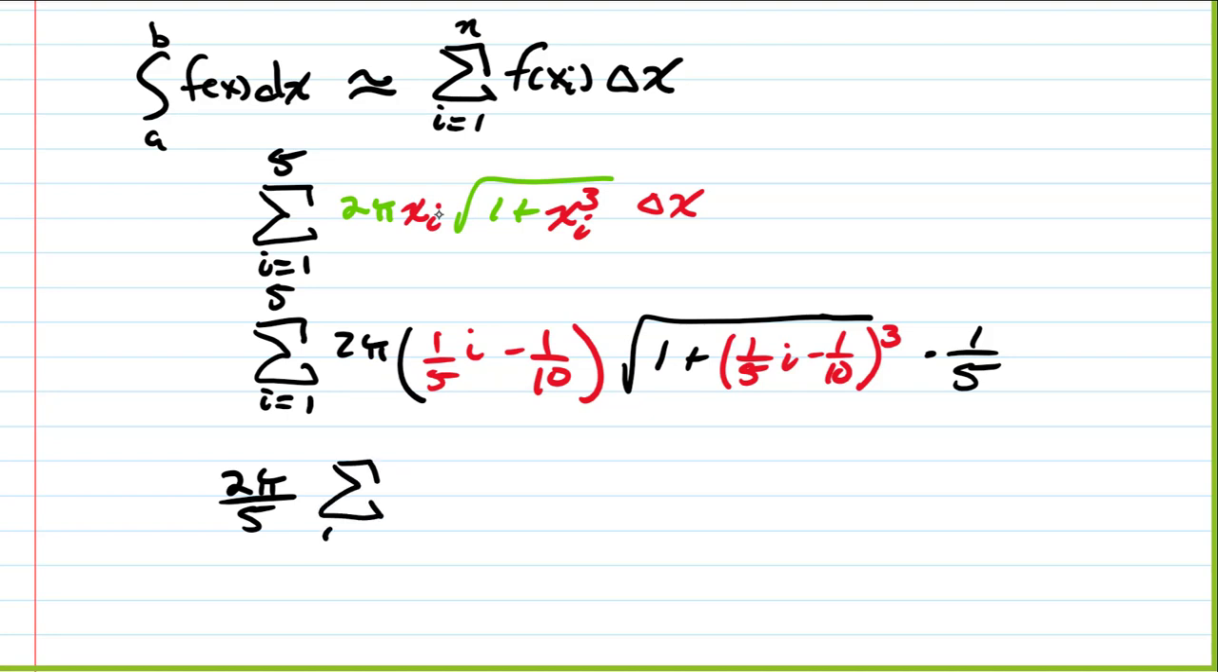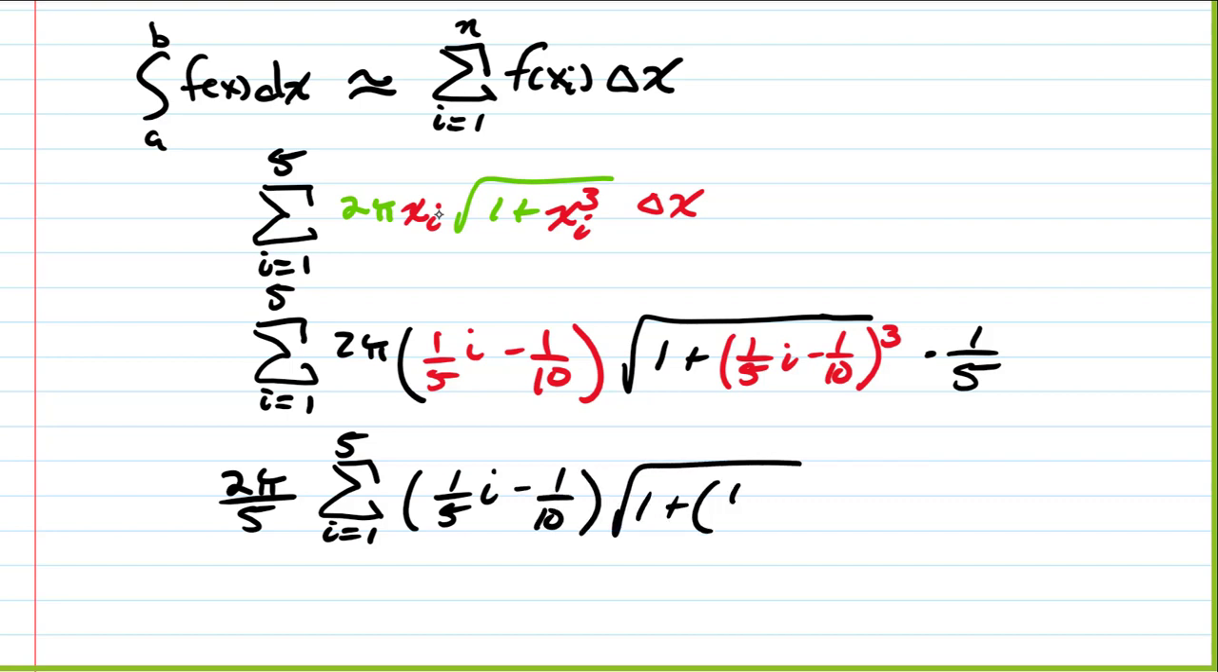Clean this up just a little bit. The sum from i equals 1 to 5 of 1 over 5 i minus 1/10 times the square root of 1 plus 1 over 5i minus 1/10 cubed. And we now need to calculate that sum, for which we're going to use our graphing calculator. So this is how we would formally write it out. But let's talk about how we can use our calculator to simplify this process.